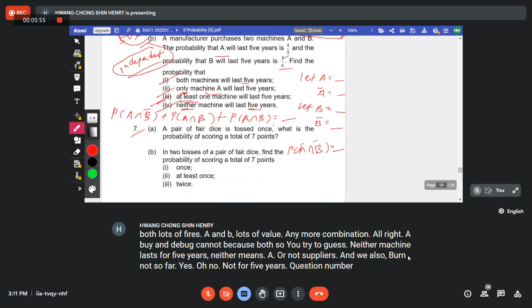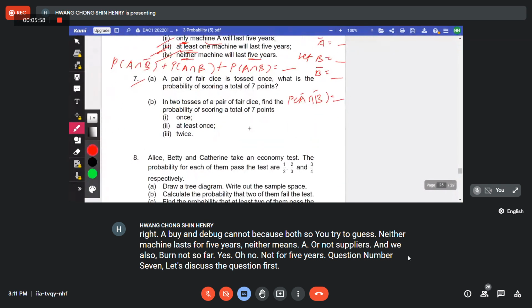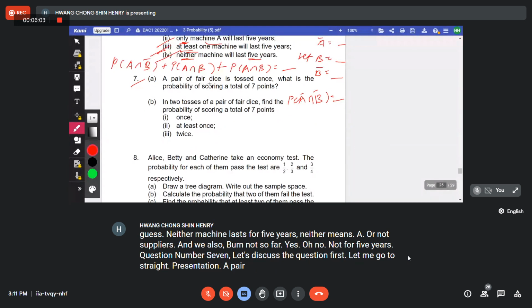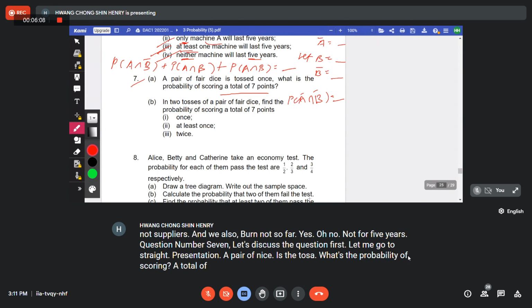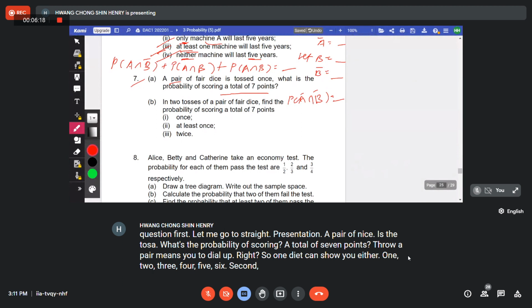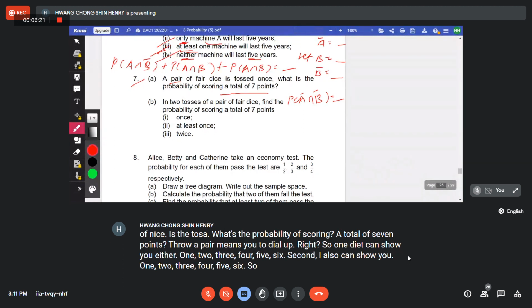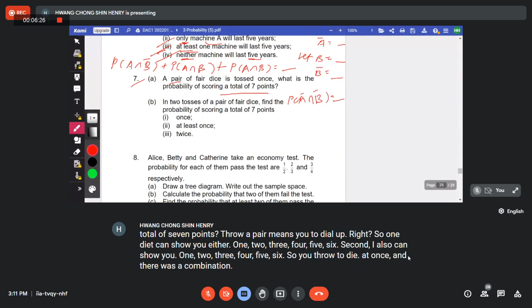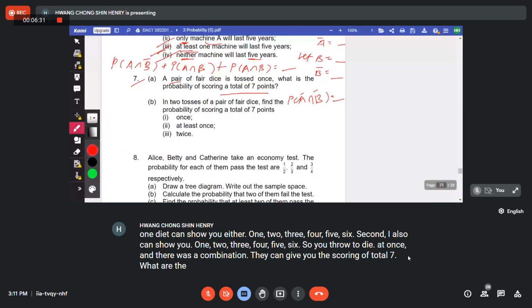Question number 7. Let's discuss the question first. Then we go straight to presentation. A pair of dice is thrown. What's the probability of scoring a total of 7 points? Throw a pair means you throw 2 dice, right? So one die can show you either 1, 2, 3, 4, 5, 6. The second die also can show you 1, 2, 3, 4, 5, 6. So you throw 2 dice at once, and then what are the combinations that can give you a total of 7? What are the combinations you get 7?